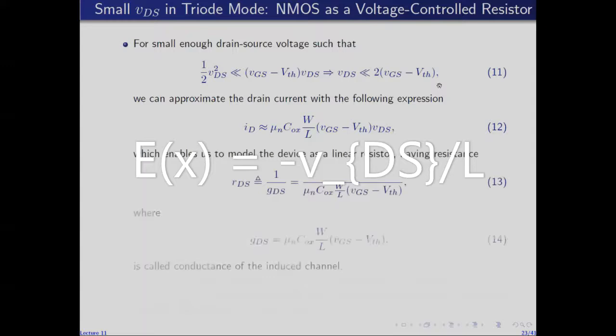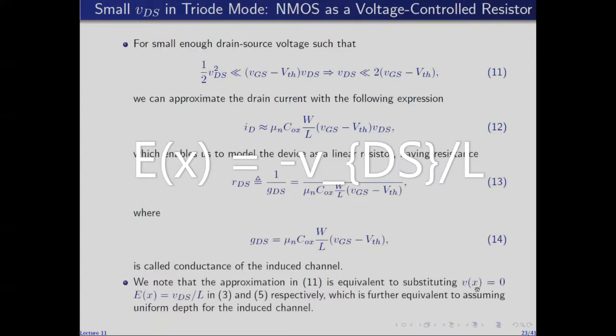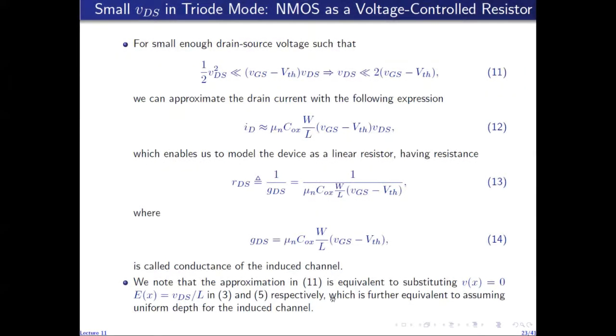So this approximation is equivalent to assuming Vx, which is the voltage at a point x in the channel with respect to the source, to be 0, and Ex to be this constant value Vds over L, which in turn is equivalent to assuming uniform depth for the induced channel, because we know that when Vx is 0, then the voltage between gate and x, which is a point in the channel, is equal to Vgx, which in turn is equal to Vgs because Vx is 0.